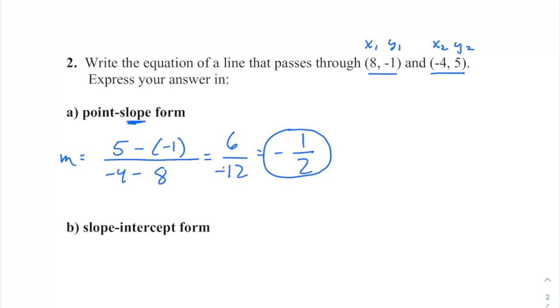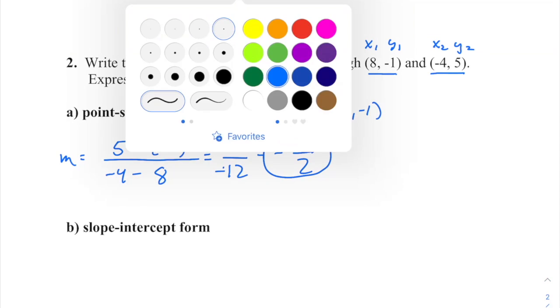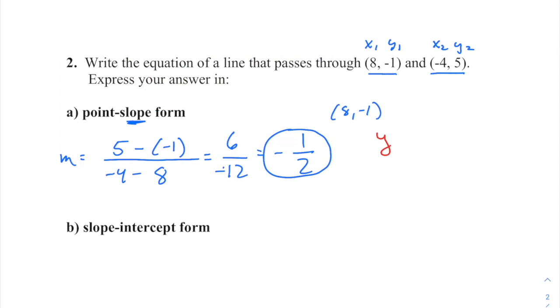And I've got 2 different points. Doesn't matter which one you use. So if you want to use 8, -1 to go with your slope, then your equation is going to look like this. y minus that y coordinate, so minus -1 will become +1, equals the slope, -1/2, times x minus the x coordinate of 8.